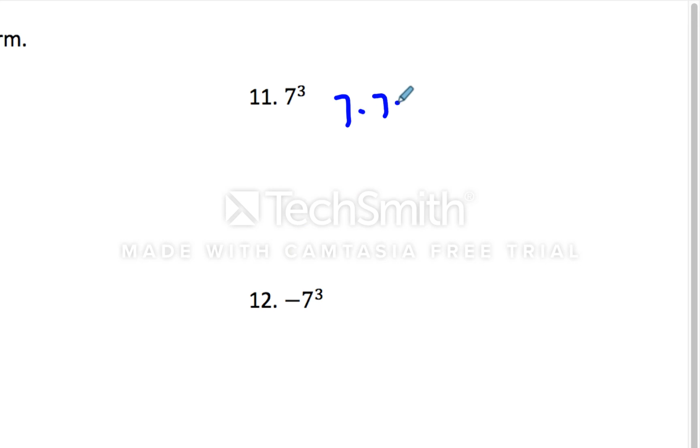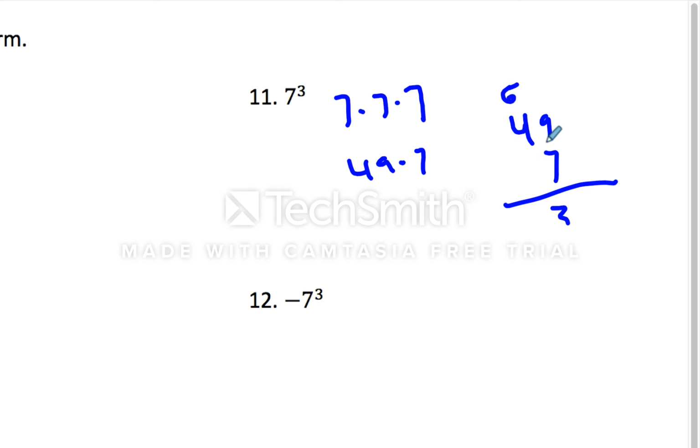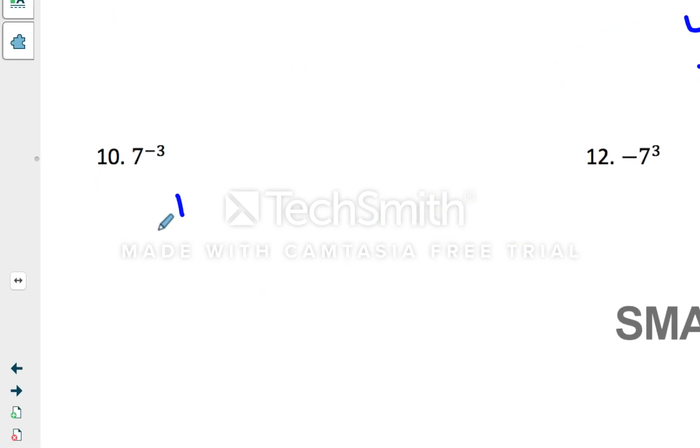7 times 7 times 7. 7 times 7 is 49 times 7. Well, 50 times 7 is 350. So 350 is too big. Let's see. 9 times 7 is 63. Carry the 6 here. 28 plus 6 is 343. We said 350 was too big, so that makes sense. So this will be 343. The rule is with any negative exponent, all it does is make the number a fraction. So this would be 1 over 343.